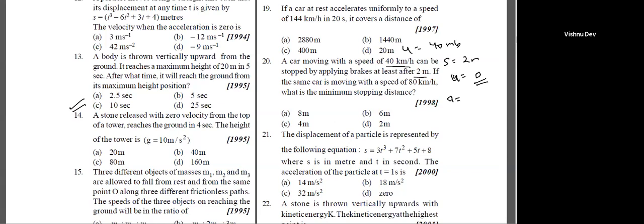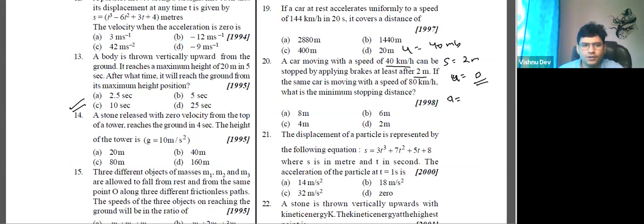Tell me, guys, which equation of motion you will use? Yes, very good. Here v is equal to 0, u is equal to this. So v square is equal to u square plus 2as. So I guess all of you can solve it.